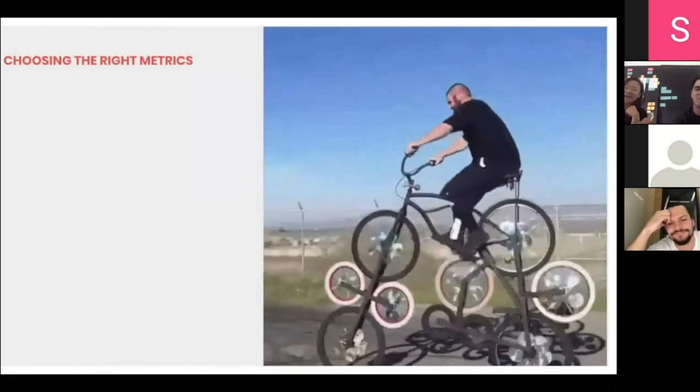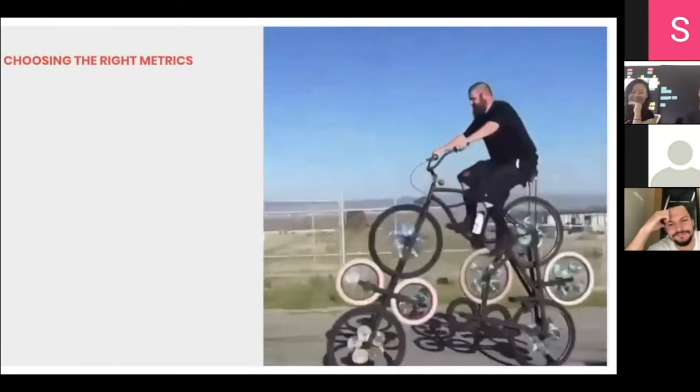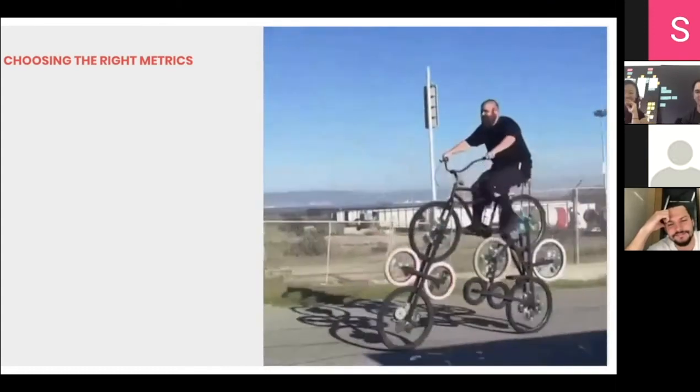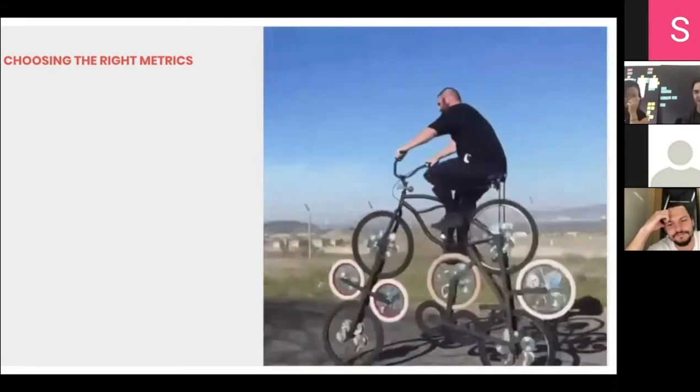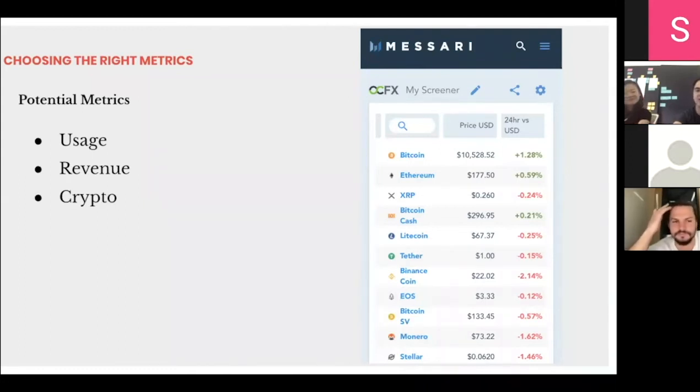So what we're talking about here, I haven't seen all these slides yet, is how do you actually think about choosing the right metrics, right? Just adding more wheels to your bicycle, that's not what we're going for here. You want to think about what are the different potential metrics you could choose. So usage is one thing that you can focus on. You can focus on revenue. You can focus on essentially crypto-specific metrics, and you can focus on social or marketing related metrics.